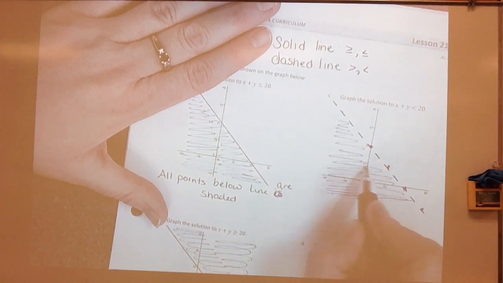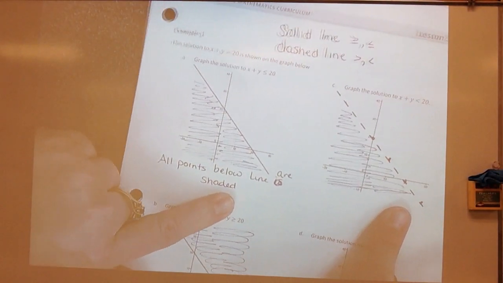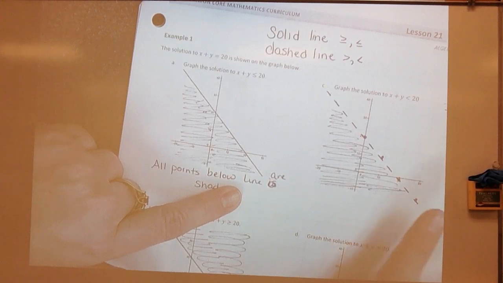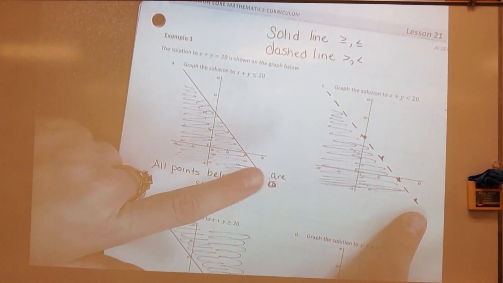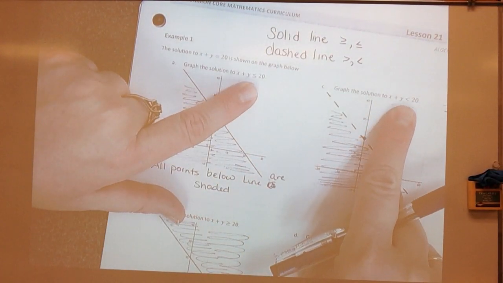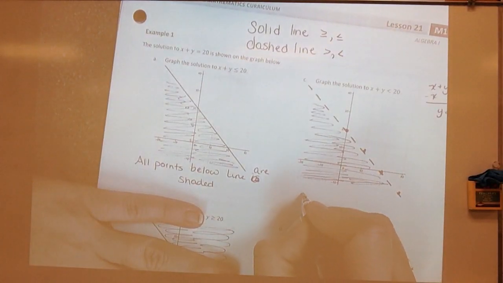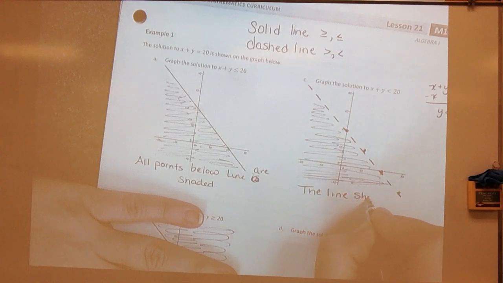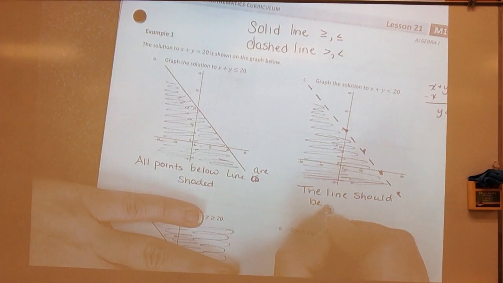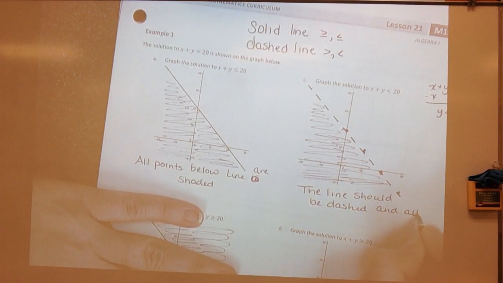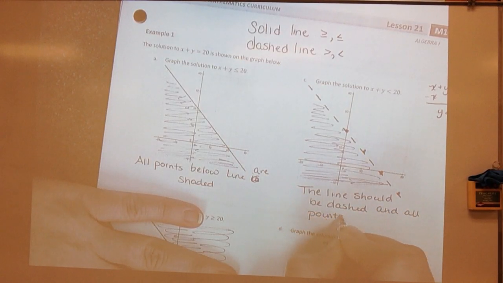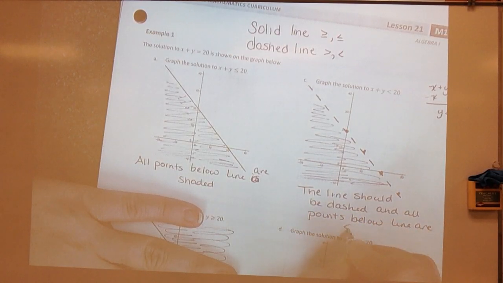But like I said, notice the difference here. My line is dashed on this one. It's solid on this one because of the inequality sign. So the line should be dashed, and all points below are shaded. Okay?